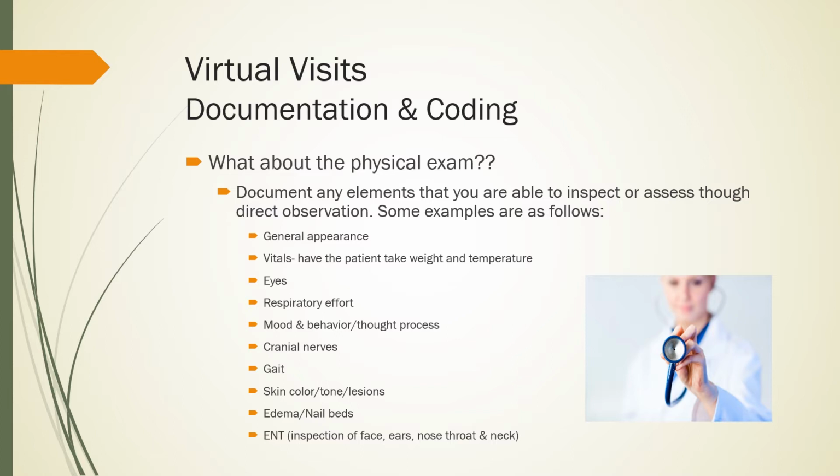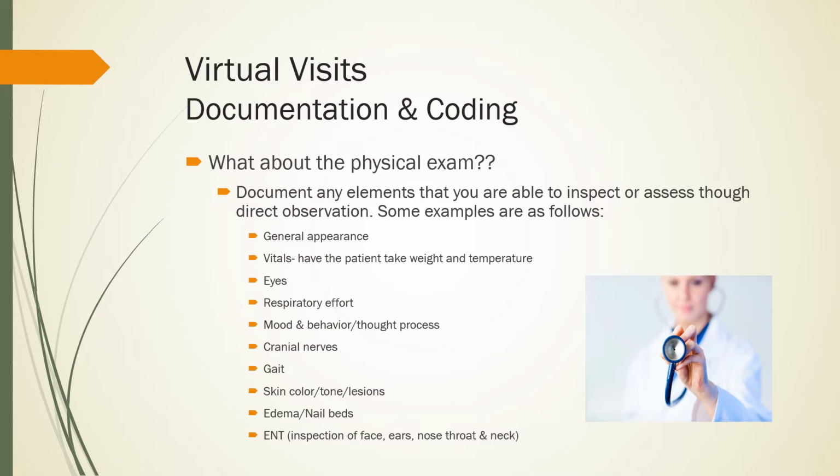Vitals. You can have the patient take weight and temperature from home. You can even have them record blood pressure if they have a home blood pressure device. When you do this, though, make sure your documentation clearly states that these are patient-reported vitals in your note, and all will be well. You can also examine the eyes just by visually looking at the patient.